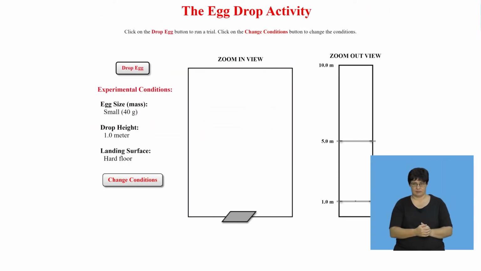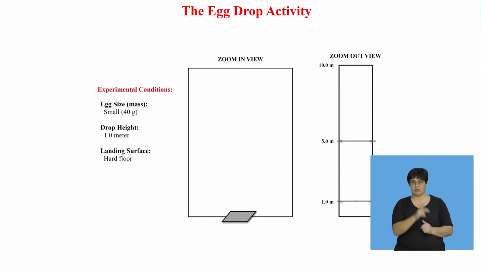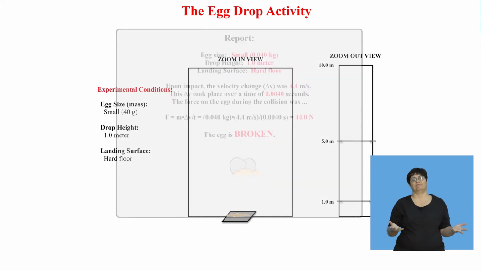Here are my conditions. I've got an egg of 40 grams. It's dropping 1 meter. It's going to go on a hard floor. We're concerned with the zoom in view, the big block. So let's watch what happens. We drop the egg. It's coming. There we go. And that's exactly what we expected.